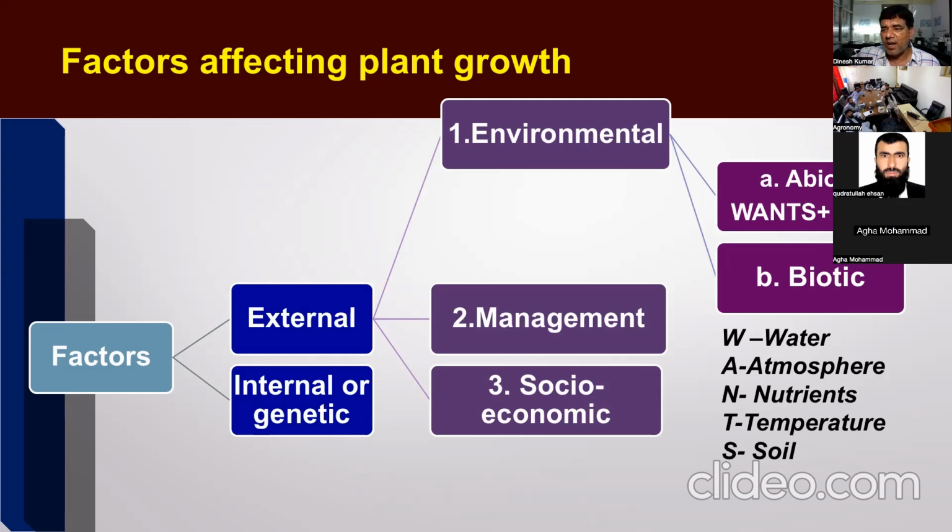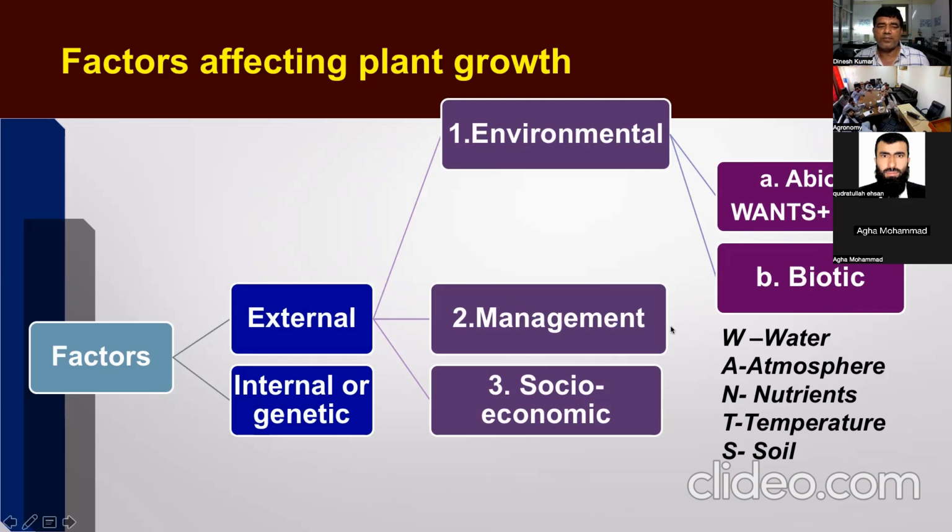Abiotic factors are WANTS plus light. In WANTS, W is for water or moisture, A for atmosphere or air, N for nutrients or nutrient status, T for temperature, and S for soil or somewhere to grow, plus light. So you can see 1, 2, 3, 4, 5, 6. There are about six main abiotic factors, and then the biotic factors.